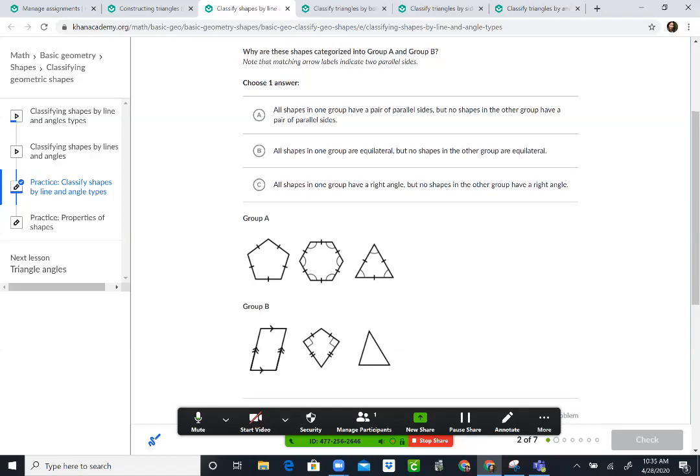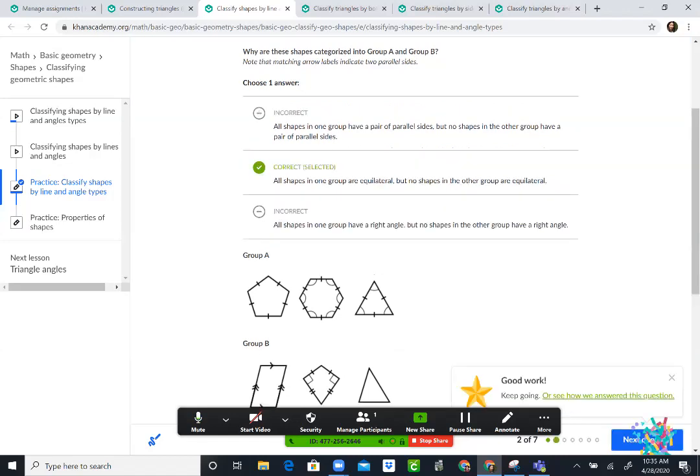All the shapes in one group have a right angle, but no shapes in the other group have a right angle. Well, that's not true, because in group B, at least the middle one has a right angle, so even though the other ones don't, and in the top group, there is no right angles, so it can't be the top group either, so it doesn't make sense that it would be C, so it has to be B.